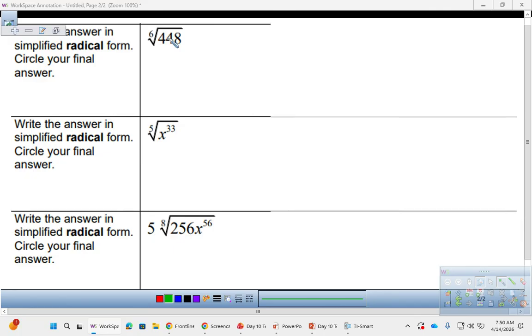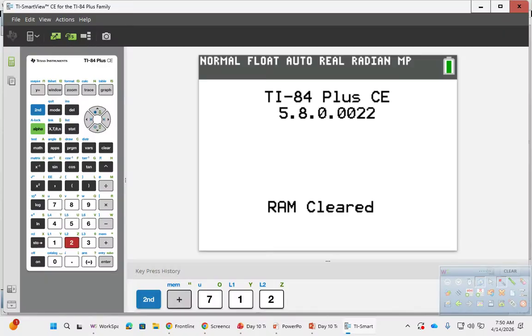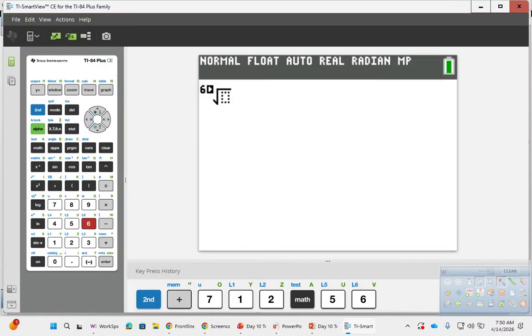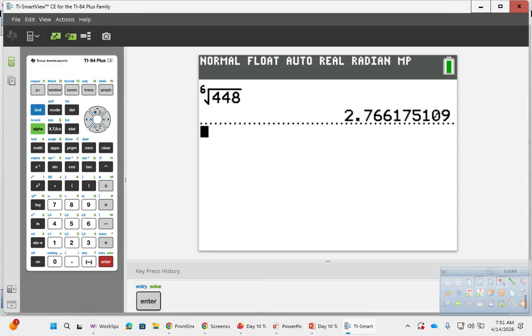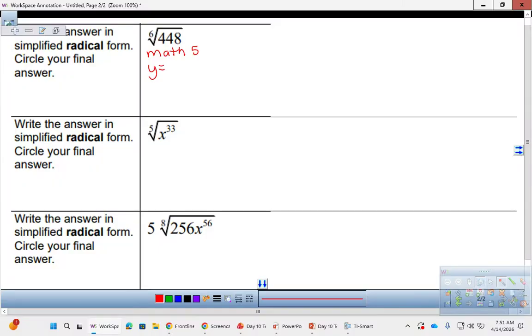If the root is just a regular number, like this 448 is, the first thing you're going to do is math 5 it and see if that root reduces. So if I type this in math 5, I get a decimal. If you get a decimal for math 5, then you're going to go to y equals and you're going to do 448 divided by x. And what we're looking for in the 448 divided by x is a perfect 6, okay? So if I'm looking at this sheet, I'm going to go to the 6 column.